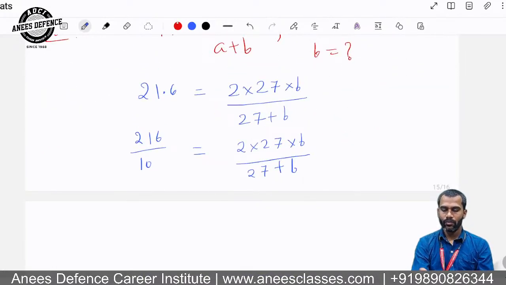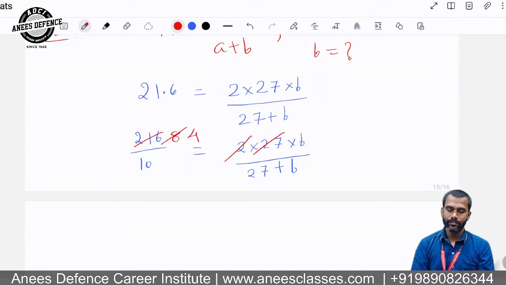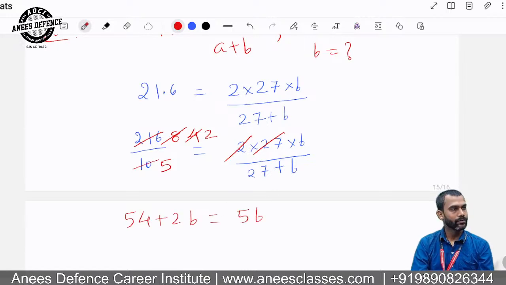Now 27 into 8 is 216. Yes or no? And 2 into 4 is nothing but 8. This 2 twos are 4 and 2 fives are 10. Now I can cross multiply. Yes or no? So 2 times 27 is nothing but 54 plus 2B is equal to 5B. Yes or no? So now from here we are getting 3B is equal to 54.